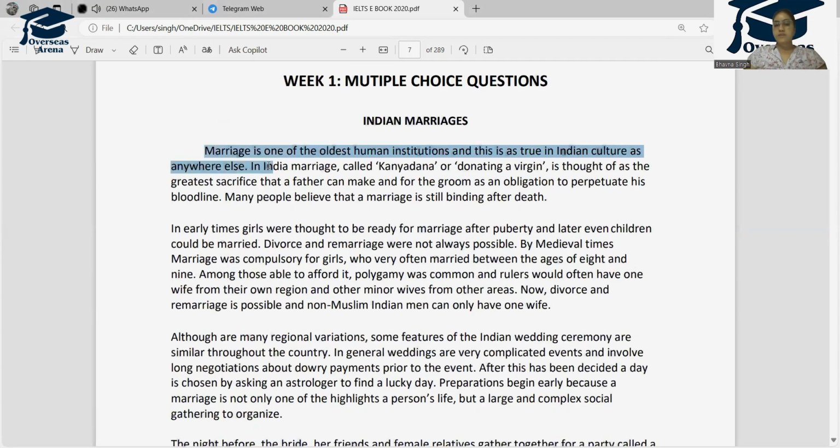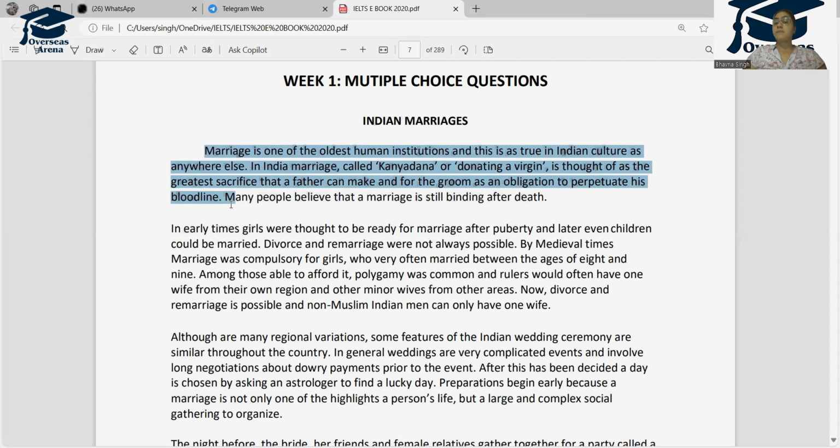Now read carefully along with me. Marriage is one of the oldest human institutions. That is true of Indian culture as anywhere else. In India, marriage, called Kanyadan or donating a virgin, is thought of as the greatest sacrifice that a father can make, and for the groom as an obligation. What do we mean? Obligation means duty to perpetuate. Perpetuate means continue his bloodline. Many people believe that marriage is still binding after that. So till here we'll get the answer.